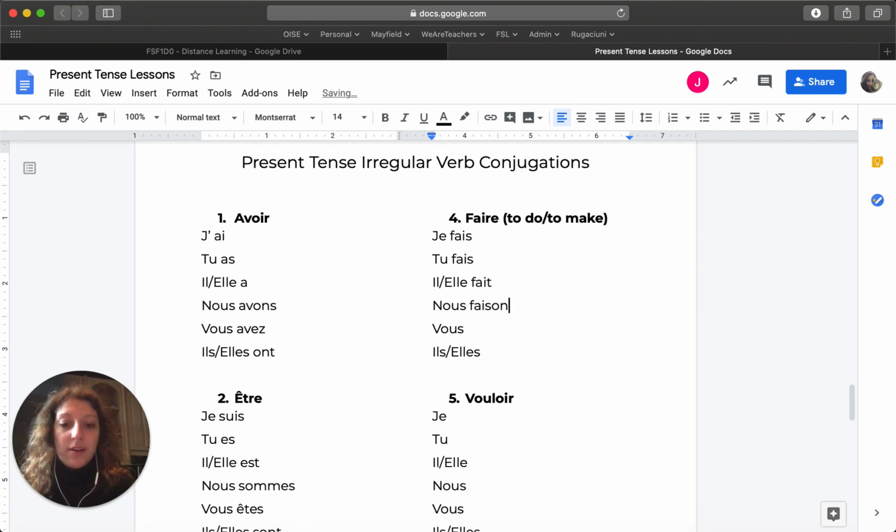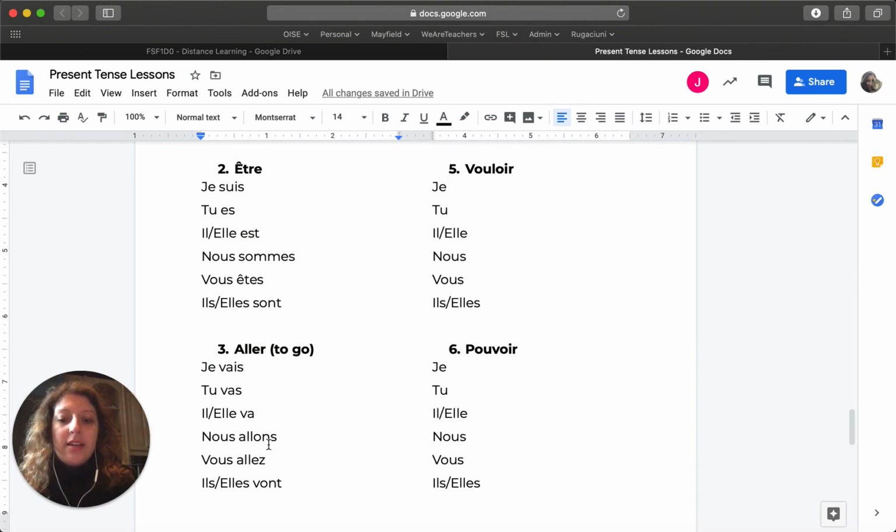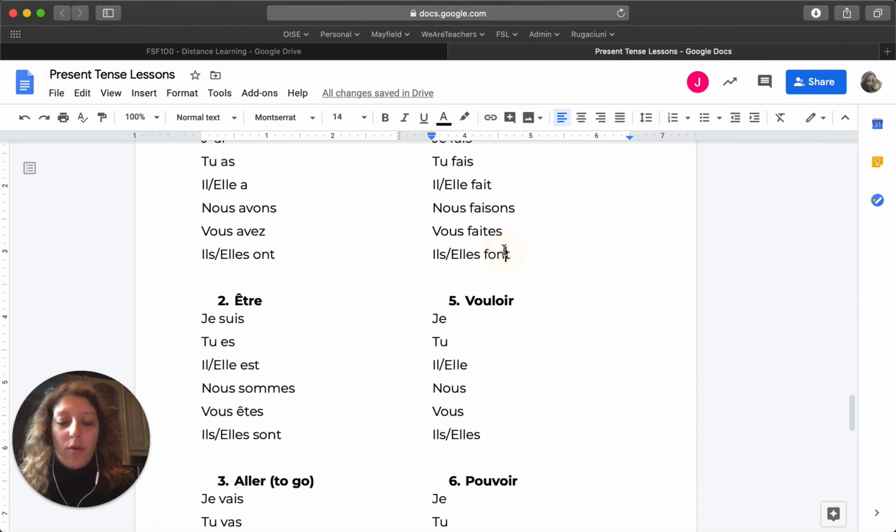Nous faisons, only one S. Vous faites. And ils and elles font. Okay? So notice all of these il and elle here. We have ils and elles ont, ils and elles sont, ils and elles vont, ils and elles font. All the plurals end with that ONT there. So we have kind of a pattern that goes on, especially between the last three, the nous, vous, and ils and elles, plural. We have the ONS, EZ, and ONT that's kind of the same for all of them, except for être.